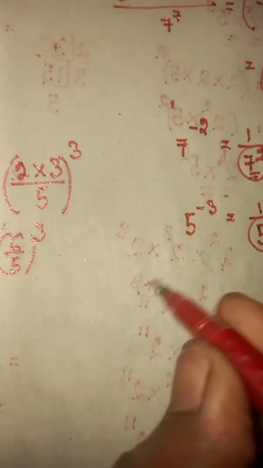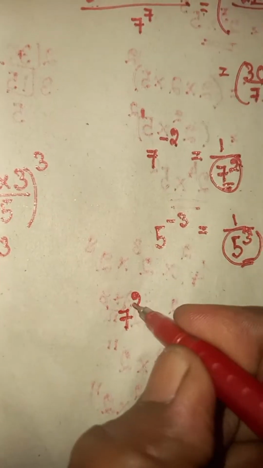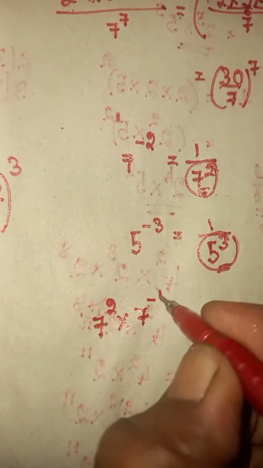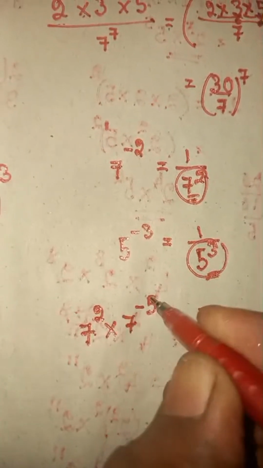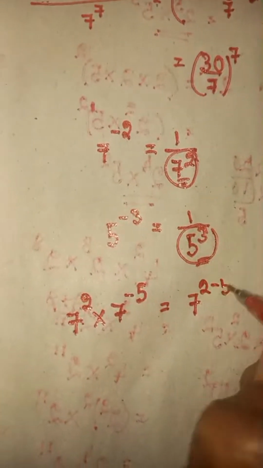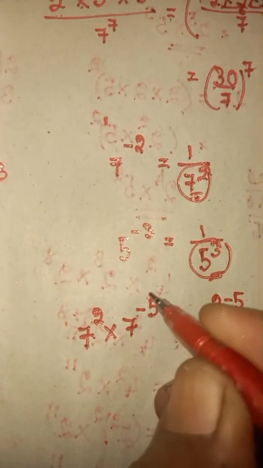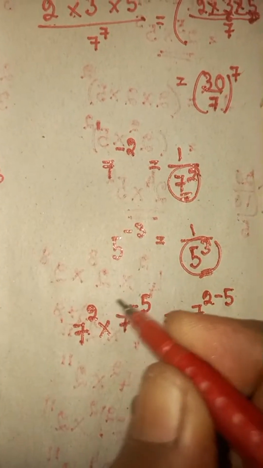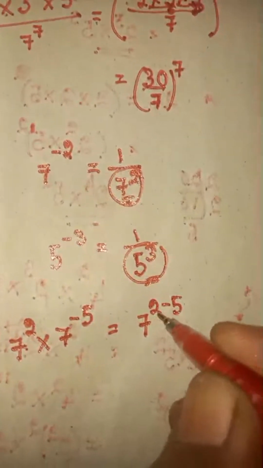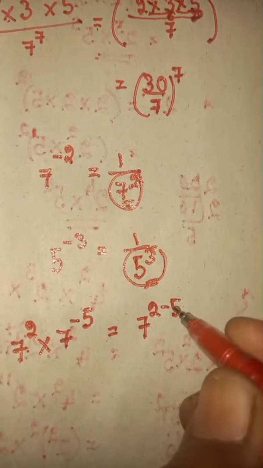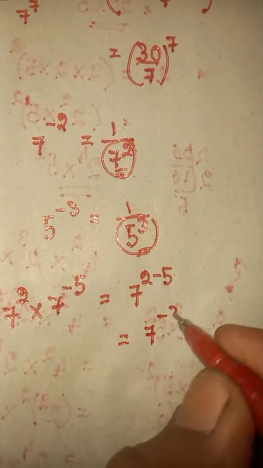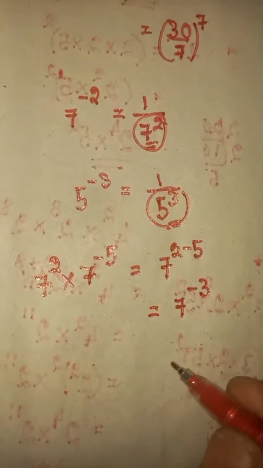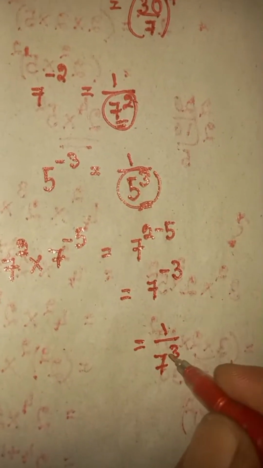Let's take one more number. Here they are giving 7 square times 7 power of minus 5. Now take 7 as the common base and add up the powers, that is 2 minus 5. Even though it is minus, we call it adding because we are not changing the sign. If we call it subtracting, we change the sign. 2 minus 5: 5 is the bigger one, so 5 minus 2 is 3, and the sign remains negative, so 7 power of minus 3. This 7 power of minus 3 you can write as 1 by 7 cube.